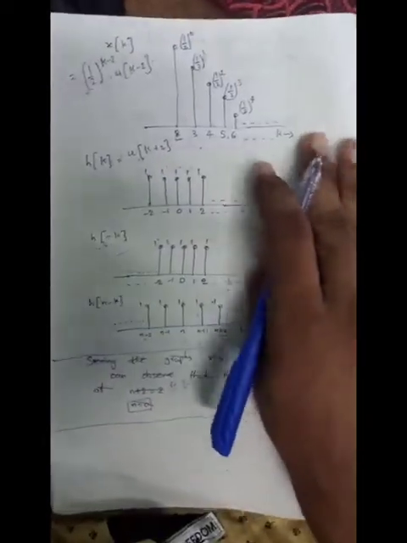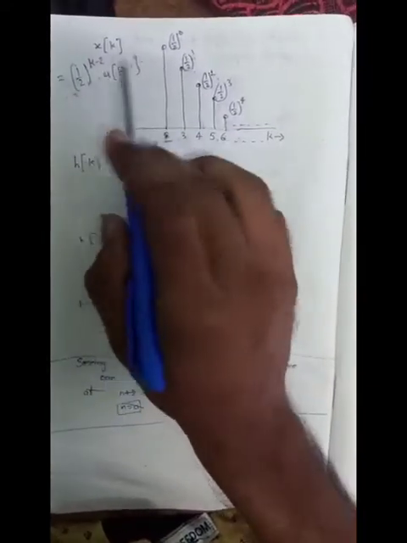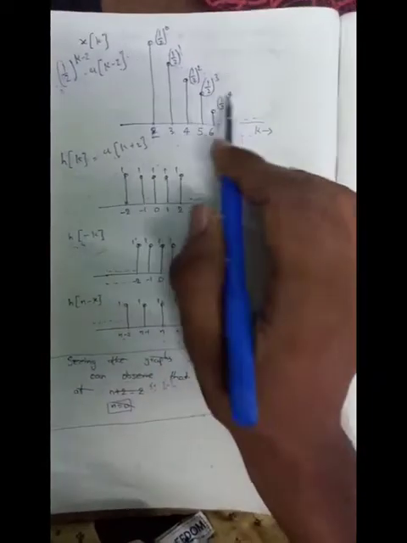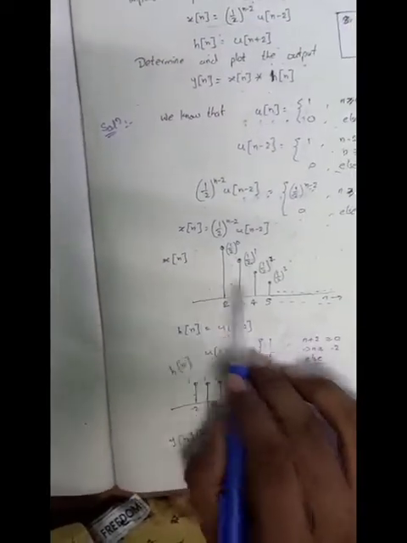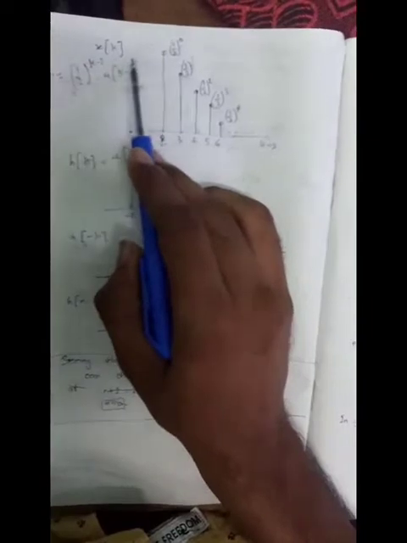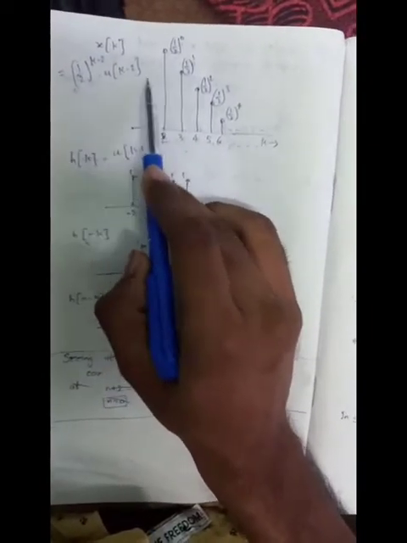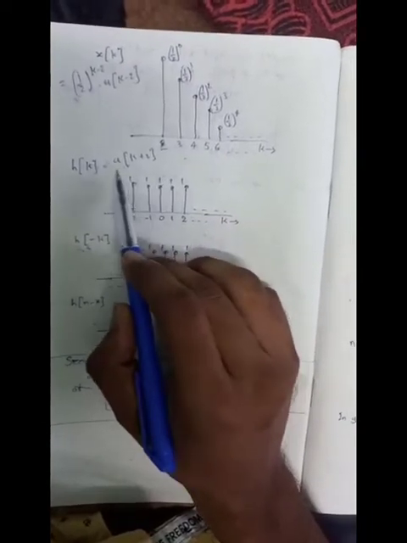Now x of k: we know x of n, so we just have to substitute k in place of n to get x of k, which is (1/2)^(k-2) u of k minus 2. This is the graph. Similarly, h of k is u of k plus 2. This is the graph.